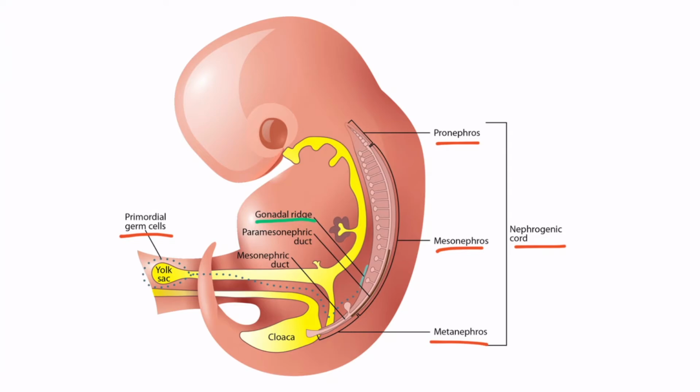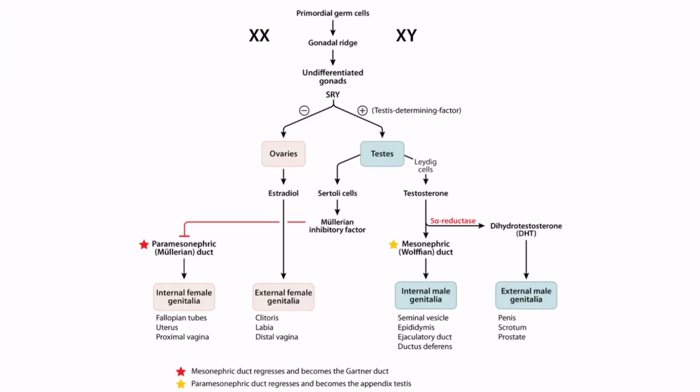Let's look at a flow diagram to help us more easily track what's going on. So, like I mentioned, the primordial germ cells migrate to the gonadal ridge and become undifferentiated gonads. If the SRY gene is present, it will produce testis determining factor, and this promotes the development and differentiation of the undifferentiated gonads into testes. If there is no SRY gene, ovaries will develop.